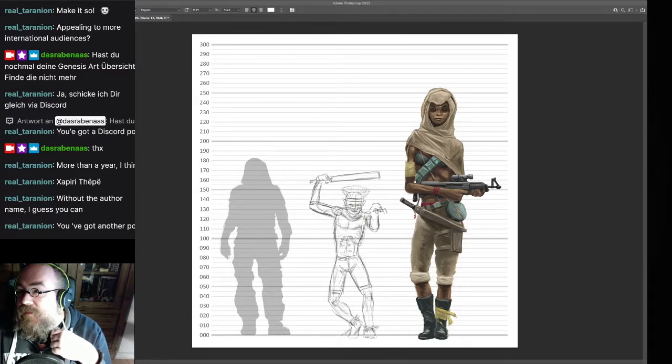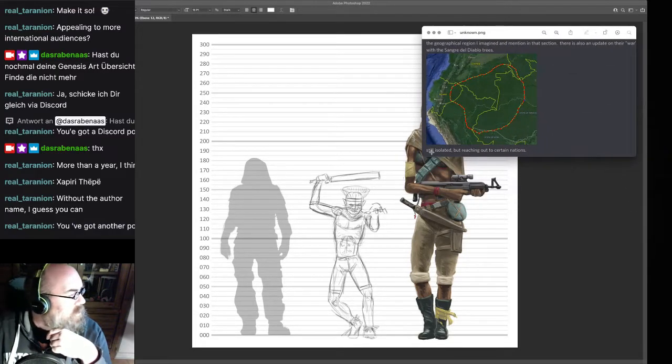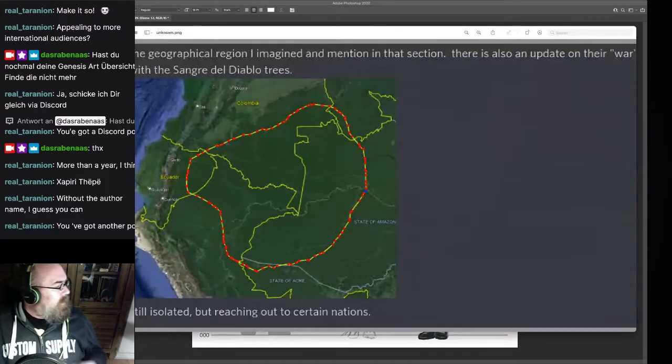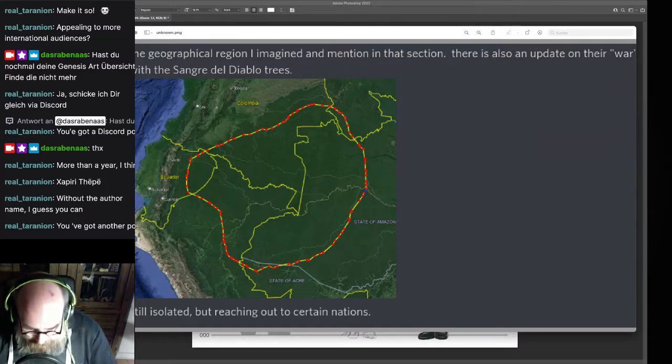Wait a second. So this is where the original author intended the Xapiri to be located. So where are they coming from? Because I was researching when we last worked on the Xapiri.